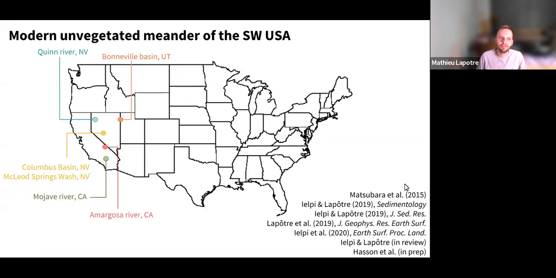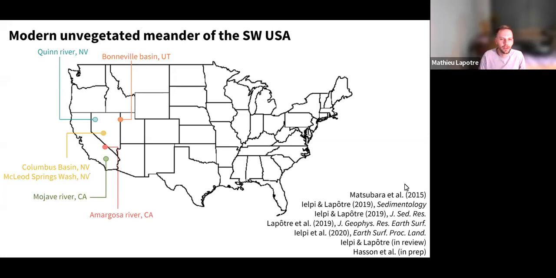Until fairly recently, modern unvegetated meanders had virtually gone unnoticed, largely because there are few and they're located in remote and arid basins. But today we understand that such systems are few, not because they cannot exist, but because it's just really difficult to find a place on Earth where there's no vegetation today.